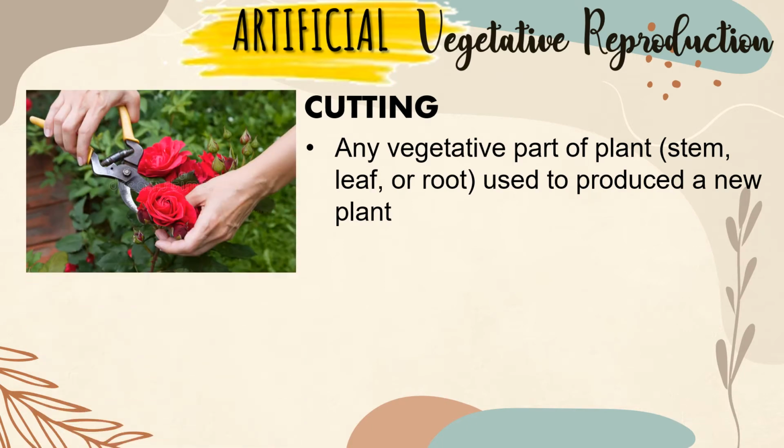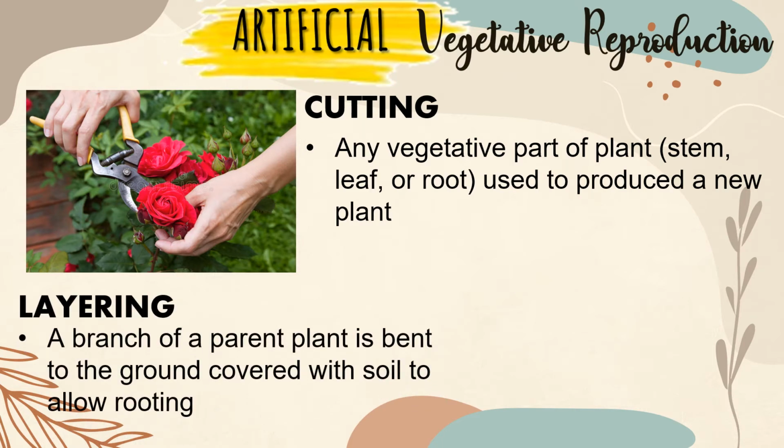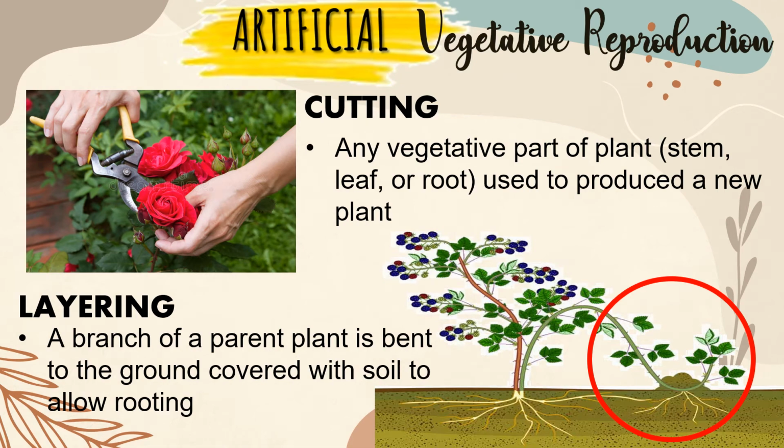Another example of artificial vegetative reproduction is what we call layering. Layering happens when a stem is bent over so that a part of it is covered with soil. After the covered part forms roots, a new plant may be cut from the parent plant. Layering is used to produce such plants as raspberries, roses, and honeysuckles. It also occurs naturally.